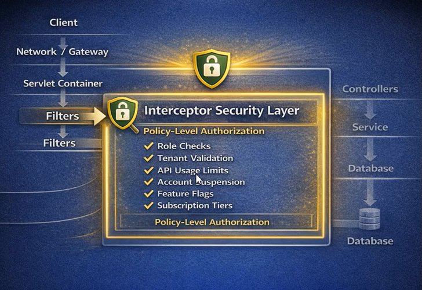Let's walk through some examples of things that interceptors protect against. So you have unauthorized admin checks, privilege escalation, of course, which we saw earlier, cross-tenant data access, abuse of premium features, and internal API misuse.